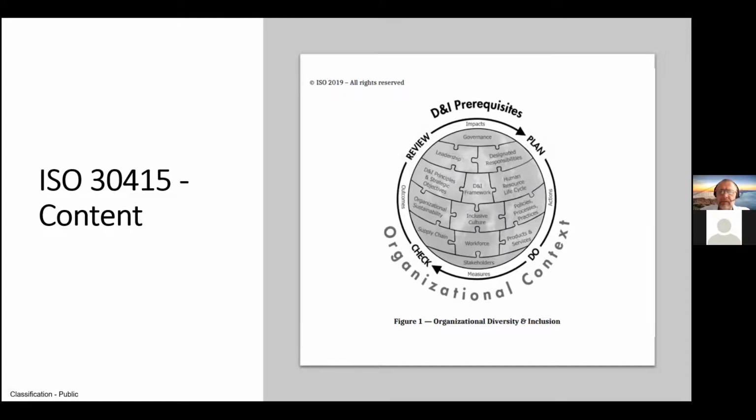And then very much, ISO standards all operate on this idea that you plan something, you do something, you check and you review something, and that leads you to making amendments or continuing with a continuous improvement cycle. And the jigsaw puzzle elements within the globe are the chapters or clauses within the standard in which you can find information and guidance.